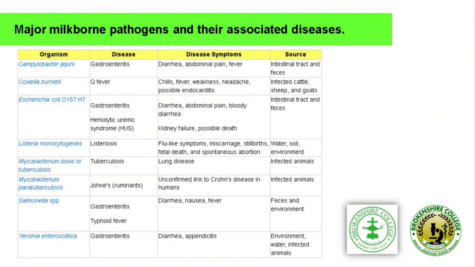Next, we have the Mycobacterium bovis or the tuberculosis. Both bacteria are destroyed by pasteurization and found in infected cattle. They could cause tuberculosis, primarily a lung disease, but historically associated with milk consumption.